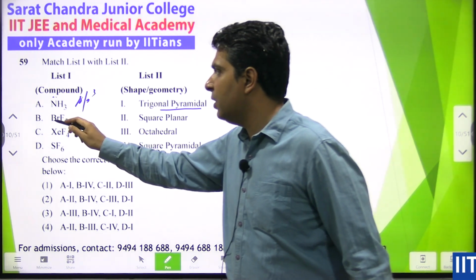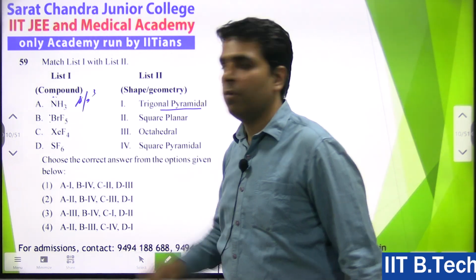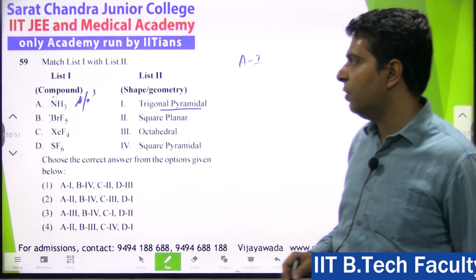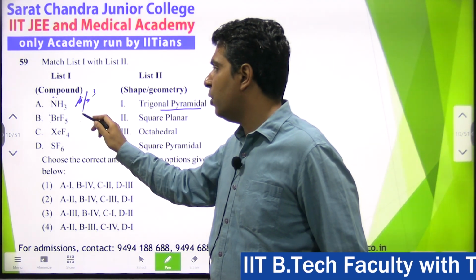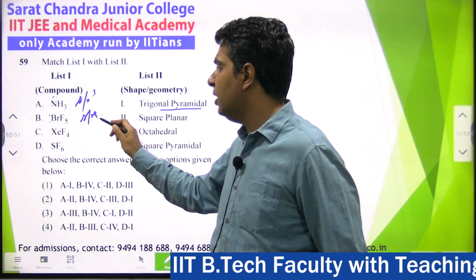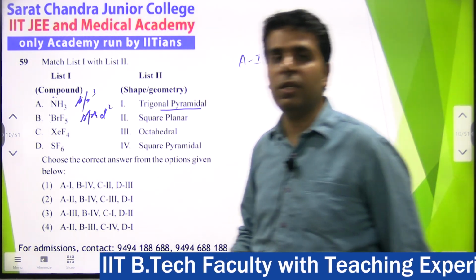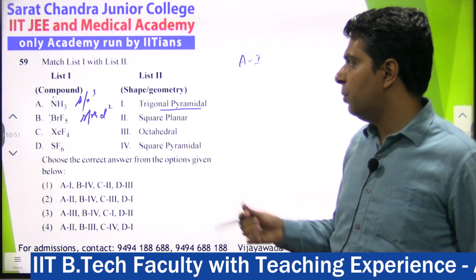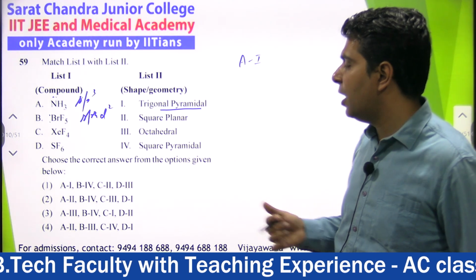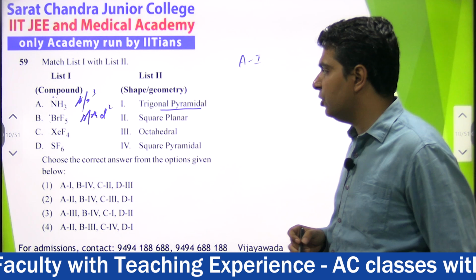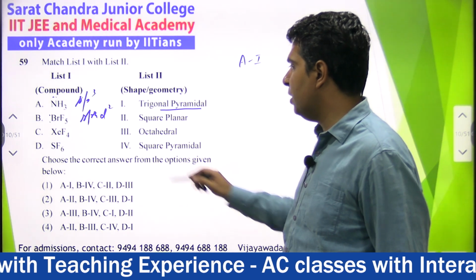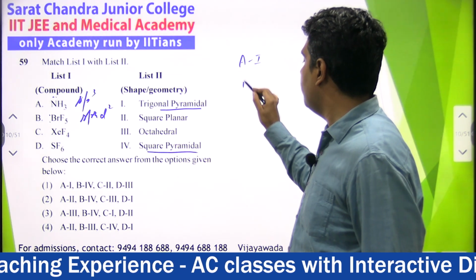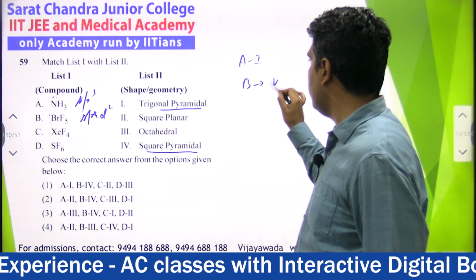Then BrF5, there are 5 bonds. Bromine is having 7 electrons, so 1 lone pair will be there: 1 lone pair and 5 bond pair. So sp3d2 hybridization will be there. Total 6 orbitals in hybridization. So sp3d2 hybridization with 1 lone pair. The shape is square pyramidal. So B is corresponding to 4.